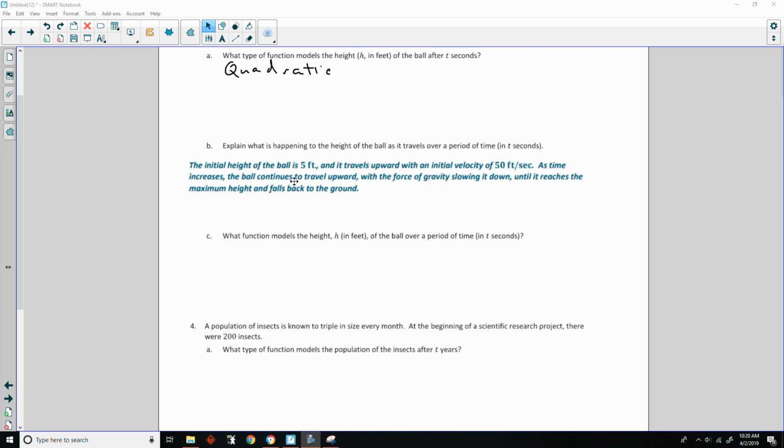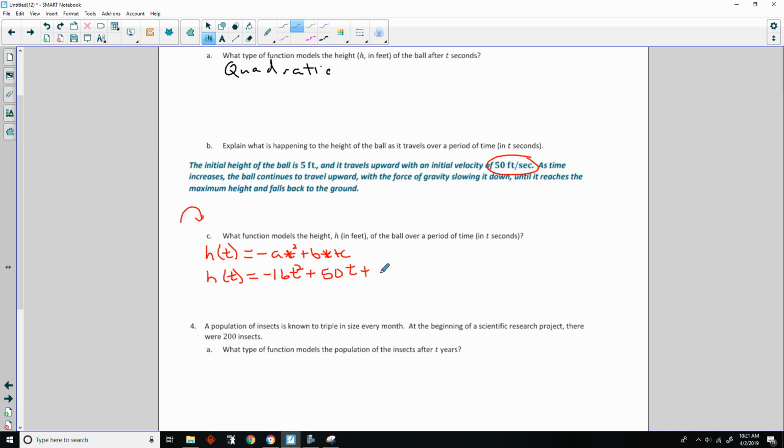We want a function h of t, height with respect to time. We know that it's a parabola. The ball is doing this. It is a parabola, so a is negative, and that's standard form of a quadratic. So h of t equals, gravity is negative 16 t squared. Negative 16 t squared plus 50 feet per second is our linear term, so that'd be 50 t plus our starting point of 5 feet off the ground.